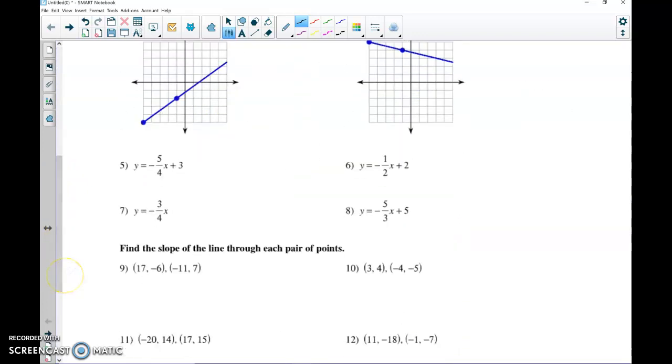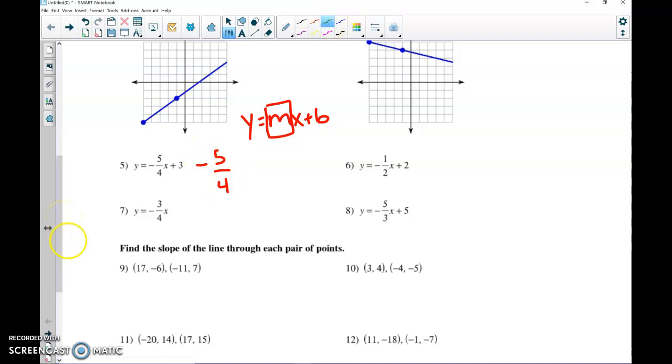Then we have problems like 5, 6, 7, 8, where we have an equation. Remember, when we have an equation, we're thinking of the form y equals mx plus b. And here we're just going to identify the coefficient, aka the number in front of the x, because that's our m, and that is our slope. So then on number 5, our slope here is negative 5/4, because that's the number in front of the x.